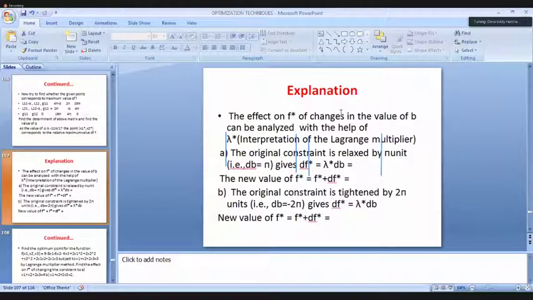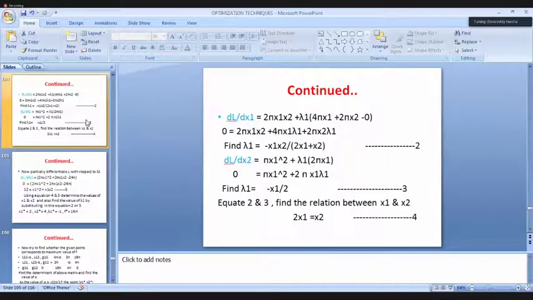Next slide, we'll find the effect on f of the change. You read the question once, please. The effect on f star of changes in the value of b can be analyzed with the help of lambda star. That is called the interpretation of the Lagrange multiplier. What is the first part in the question given there?